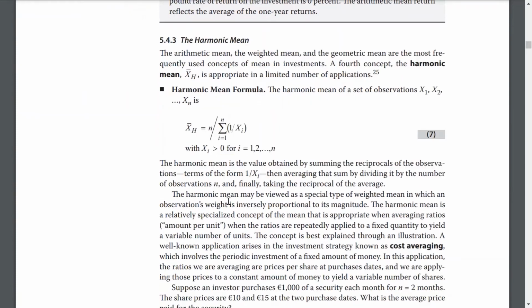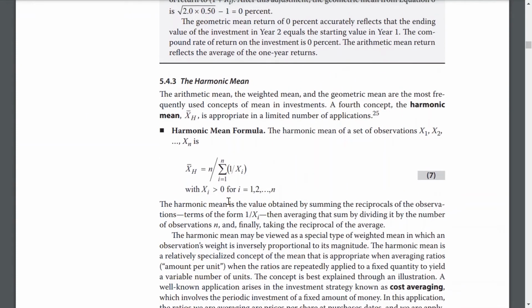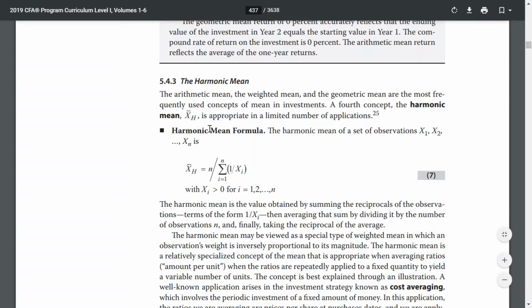The arithmetic mean, the weighted mean, and the geometric mean are the most frequently used concepts of the mean in investments. The fourth concept, the harmonic mean, or X bar sub H, is appropriate in a limited number of applications.